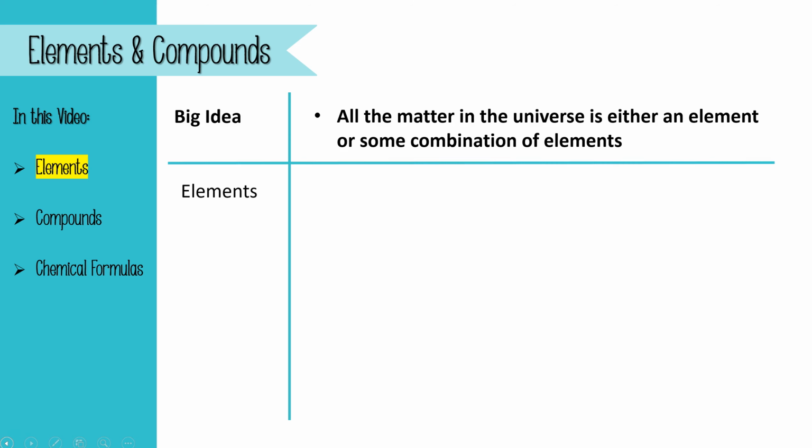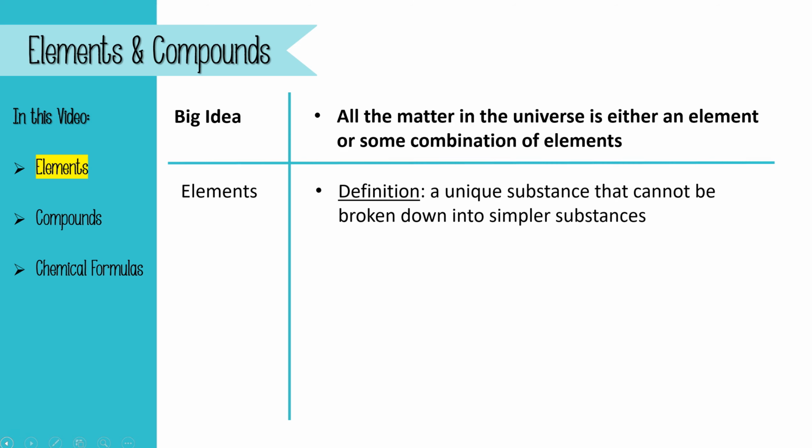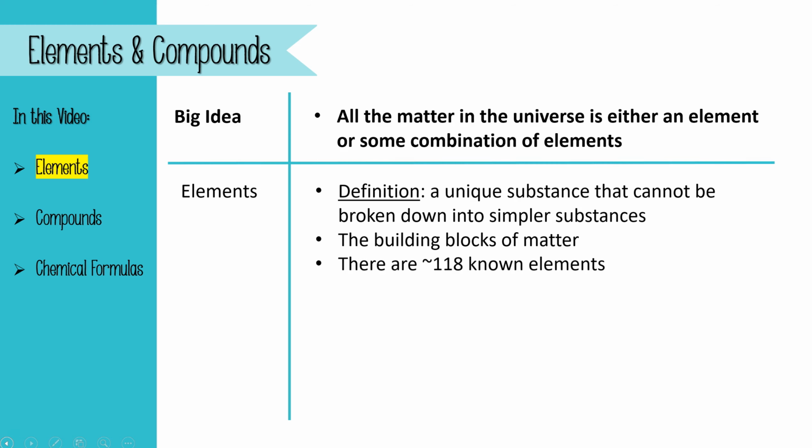So what is an element? Elements are unique substances that cannot be further broken down by chemical reactions. Each kind of element has unique properties, and they're the building blocks of matter. Right now we know of about 118 elements, but scientists are always working to discover or create new ones. Examples of elements are hydrogen, oxygen, gold, and carbon.